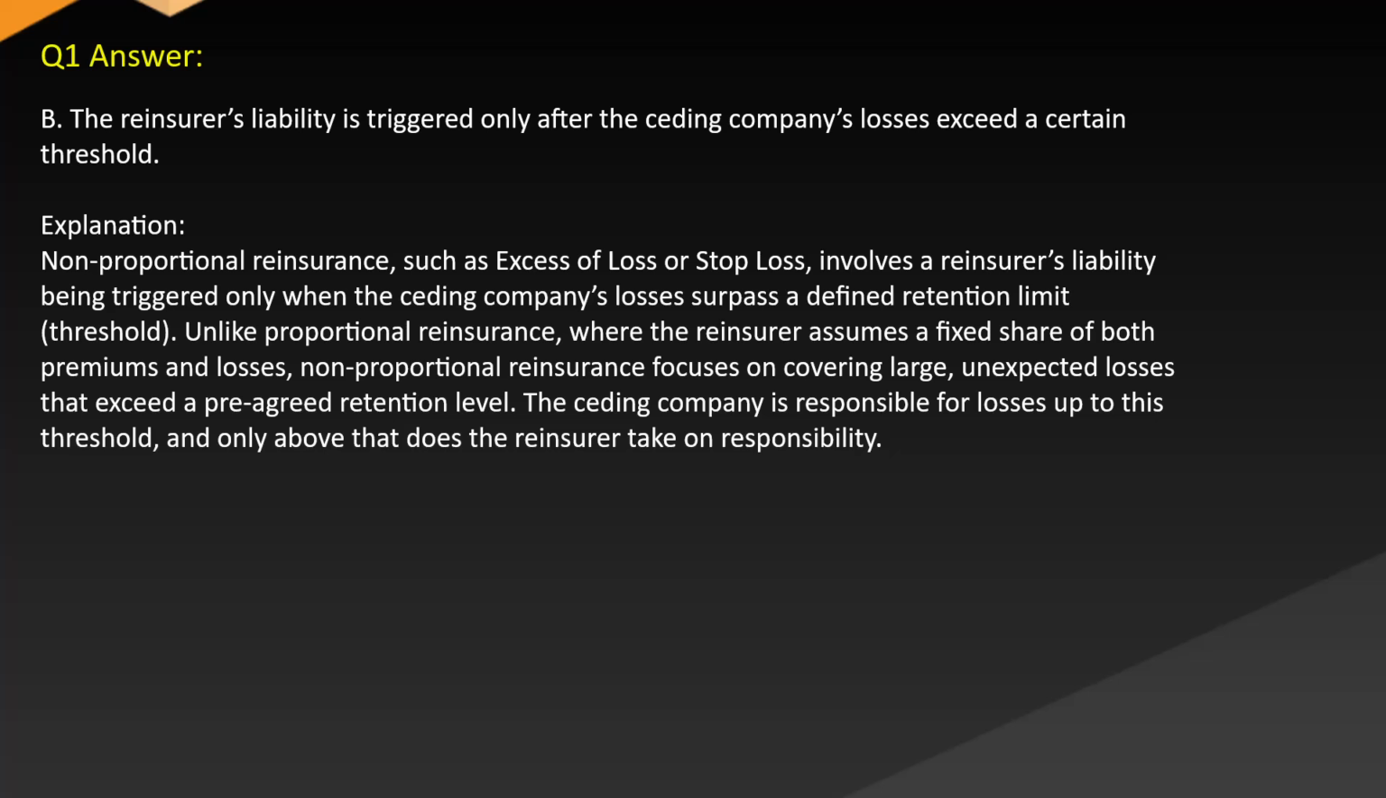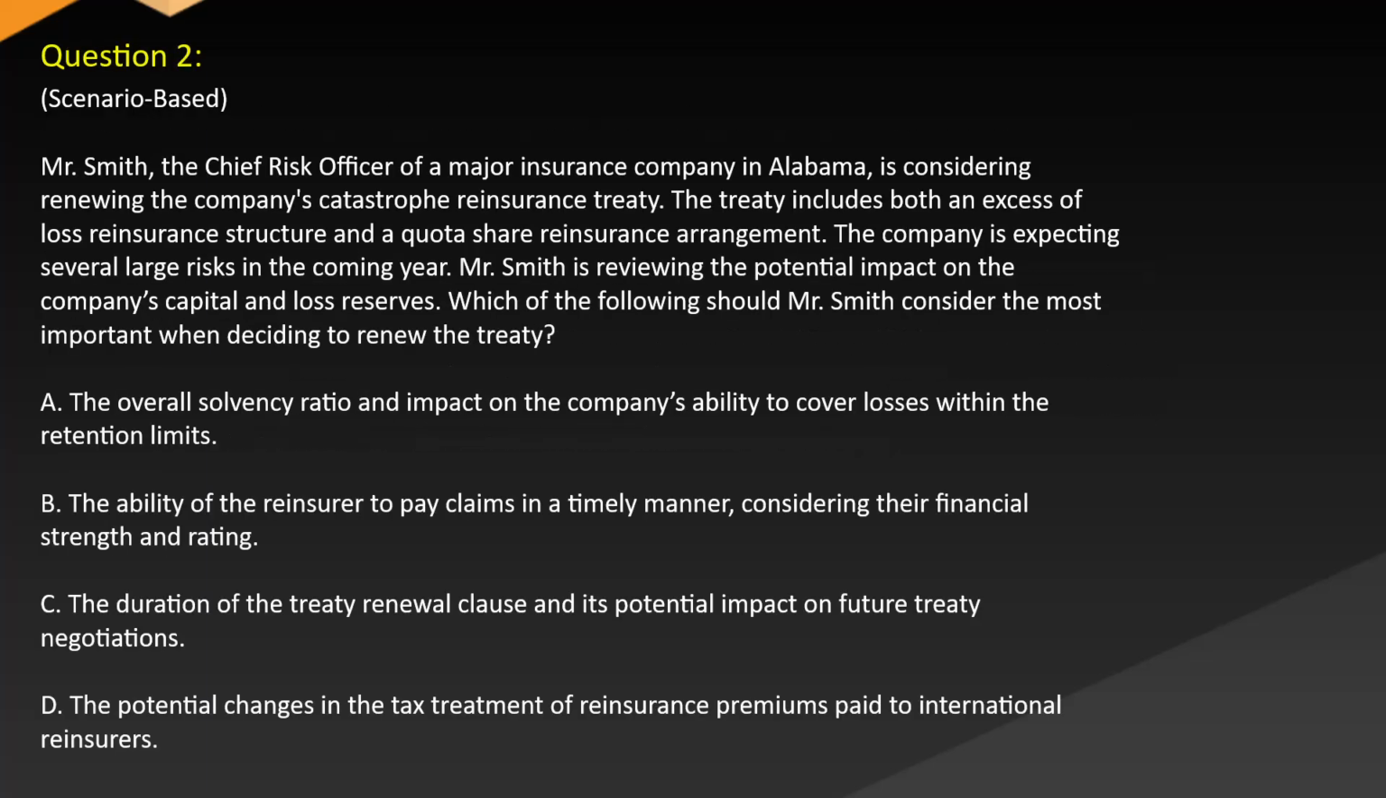The ceding company is responsible for losses up to this threshold, and only above that does the reinsurer take on responsibility. Question 2. Scenario-based. Mr. Smith, the chief risk officer of a major insurance company in Alabama, is considering renewing the company's catastrophe reinsurance treaty. The treaty includes both an excess of loss reinsurance structure and a quota share reinsurance arrangement.